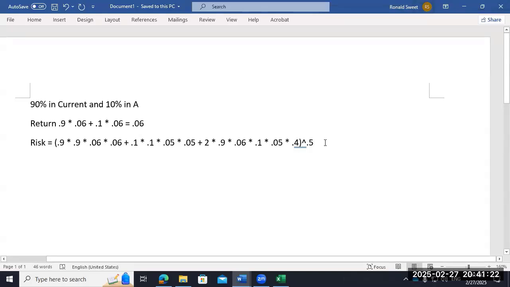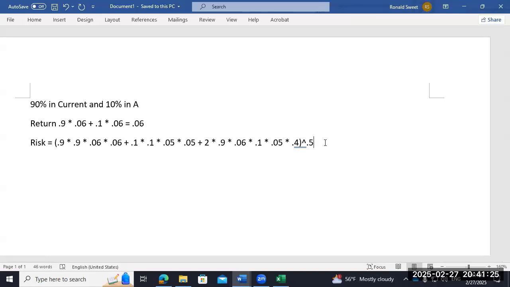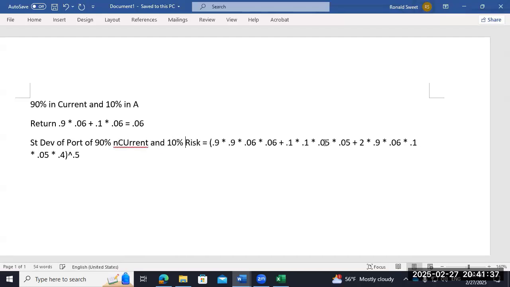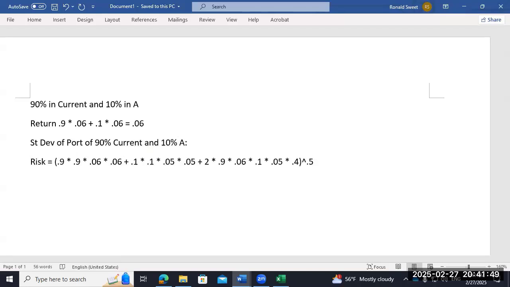I really don't understand where the 2 came from. I'll show you in a later class. Is this for portfolio variance? This is the standard deviation of a portfolio of 90% current and 10% A. So you have portfolio variance until you do the square root at the end. And then the 2 is the covariance between. No, 2 is not a covariance. 0.4 is the correlation. But the 2 comes from, you get the correlation between current and A, and then between A and current, it's going to be the same.